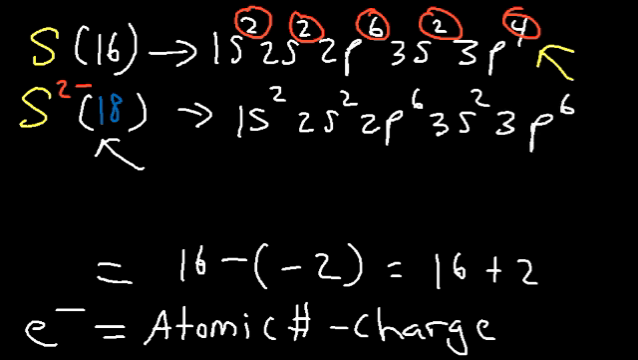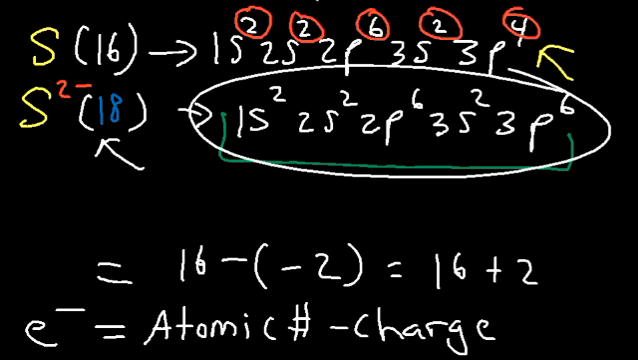And so this is the total number of electrons in the sulfide ion, which is 18. But this is the ground state electron configuration.